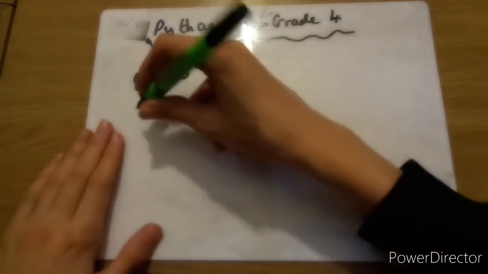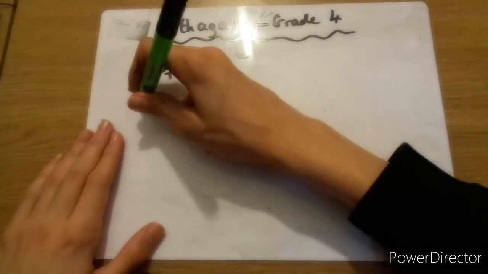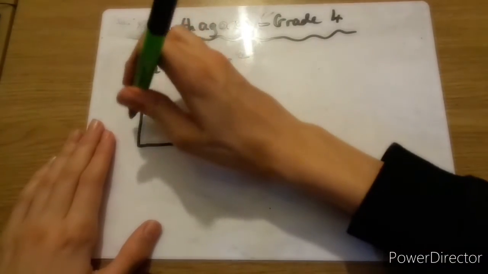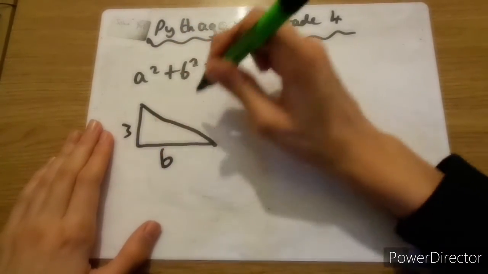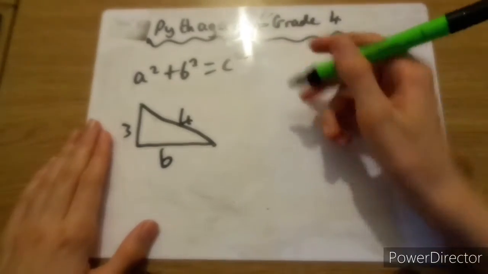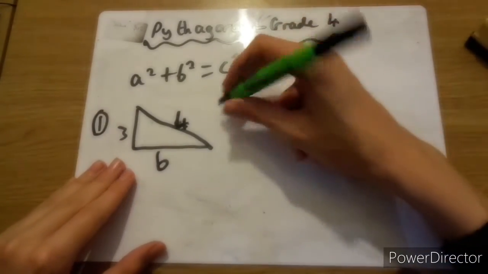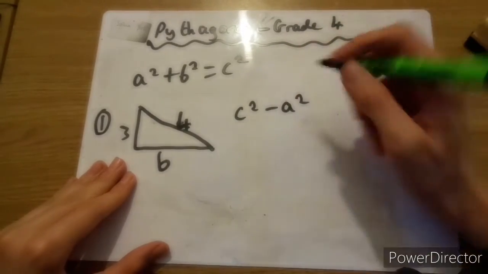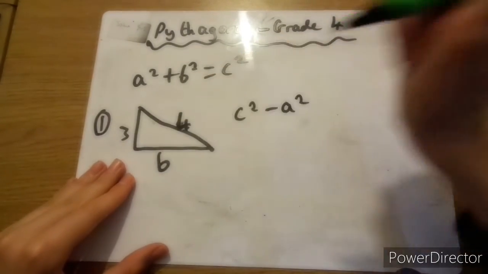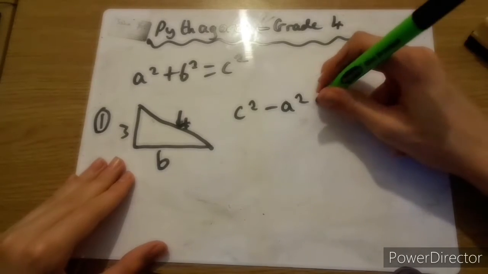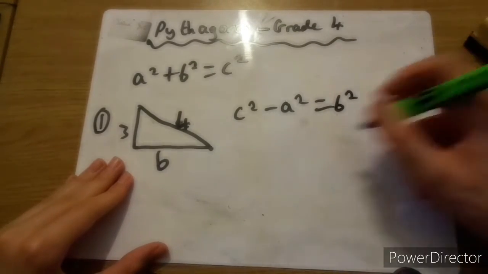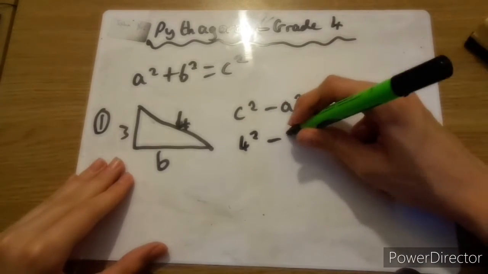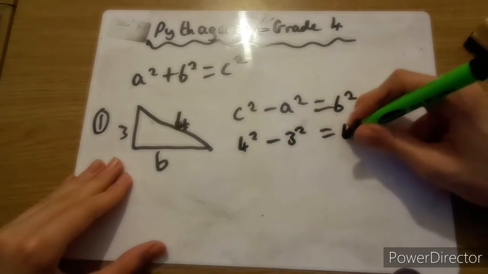So next example, I'm going to draw the triangle. We're going to have 3 centimeters, B, and 4 centimeters. What you're going to do here is C squared minus A squared. Even though these two have numbers, that is still A and that one is still C, and that will give you B squared. So you're going to do 4 squared minus 3 squared, which will give you B squared.